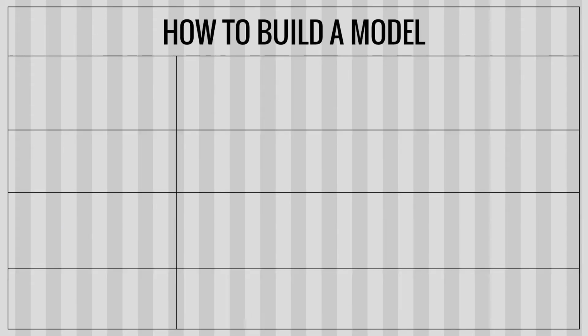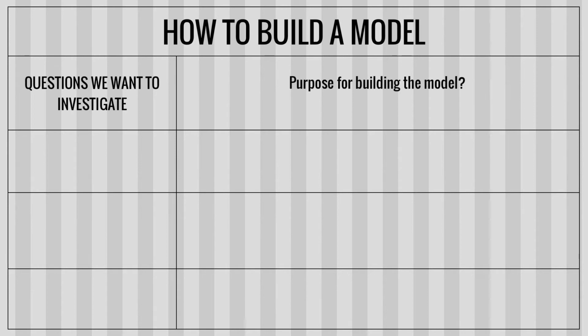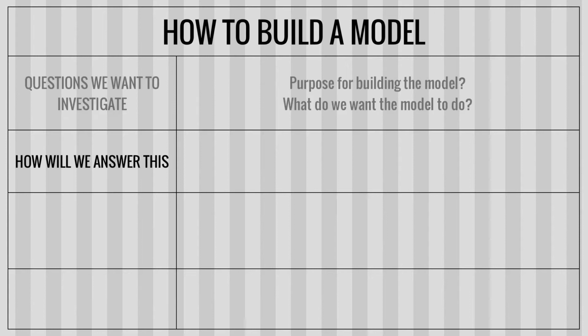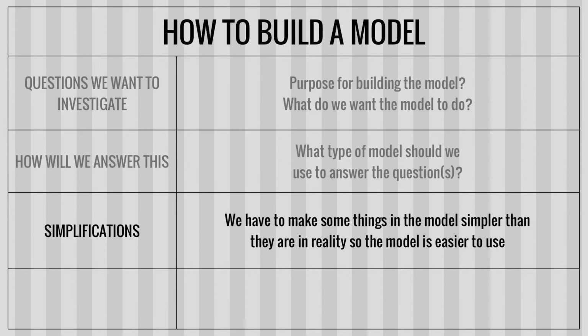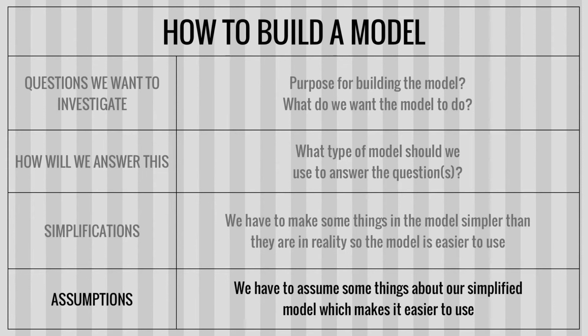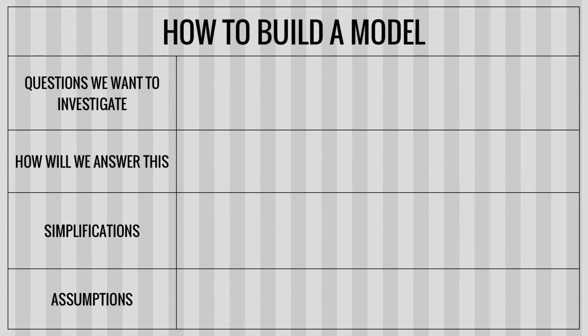When we're building a model, it's important for us to decide what questions we want to answer, what the purpose for the model is, and what we want the model to do. We need to think about what type of model we should build to try and answer our questions. Remember, models are simplified versions of real life. So we need to think about what simplifications we can make so the models are easier to use. When we make these simplifications, we need to think about what assumptions we are making and how they will affect what we can learn from the model.